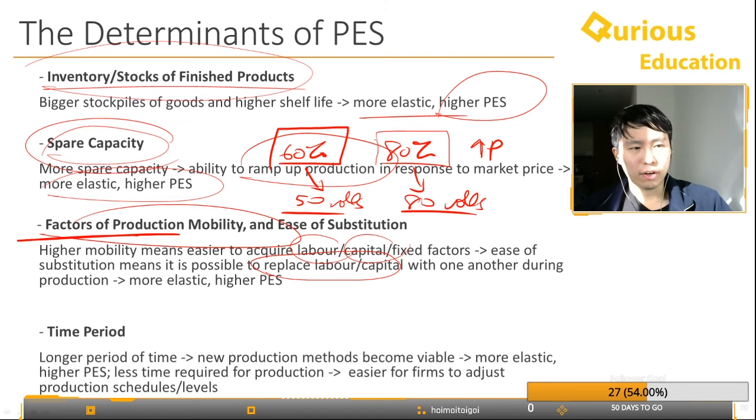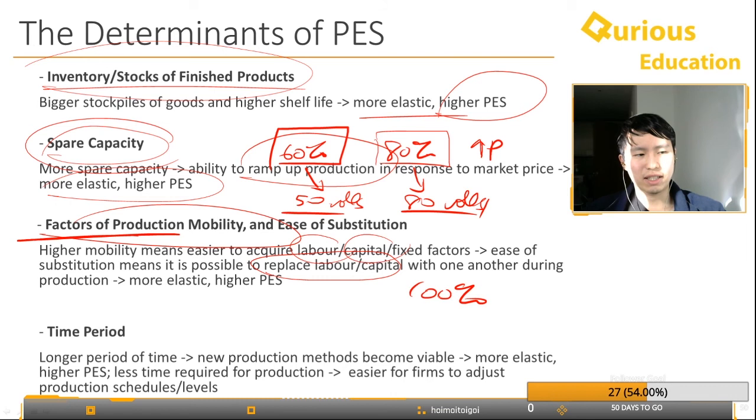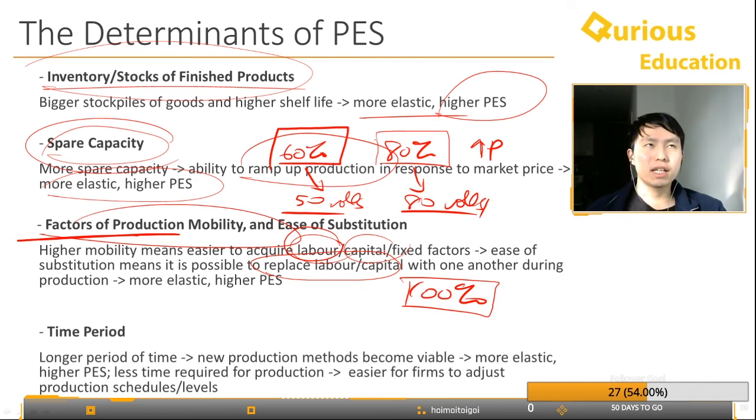Because if your company is already at 100% capacity, but you want to increase production because the toilet paper price has increased by 2 times, you can just focus on hiring one type of factor of production, which might be easier to get than a combination of both. So if it is easier to substitute one factor of production for the other, so if you can just use people instead of machines to make toilet paper, then you would be more elastic and more flexible to the market price.